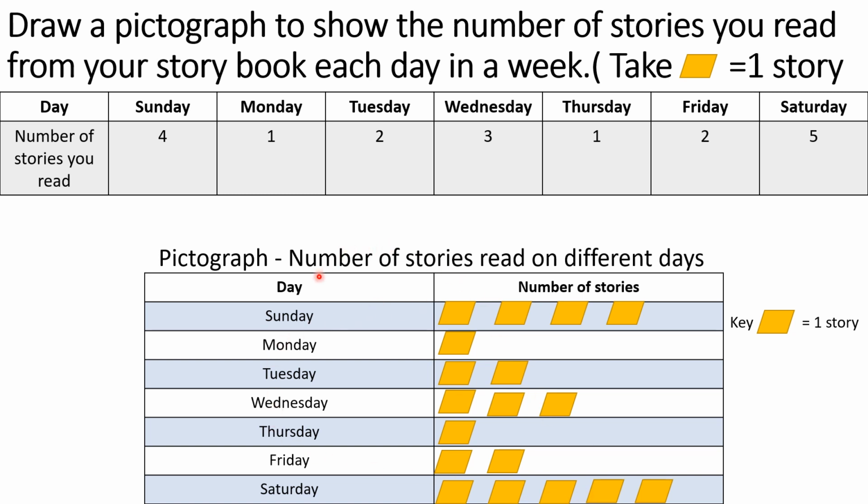And above this pictograph table we have to write the title, and the title is number of stories read on different days. So this is our title. These are the labels and these parallelograms are the symbols, and it is the key of this pictograph. One parallelogram equals one story. So it is our pictograph. Now practice pictograph, tally marks and frequency tables in your notebooks.